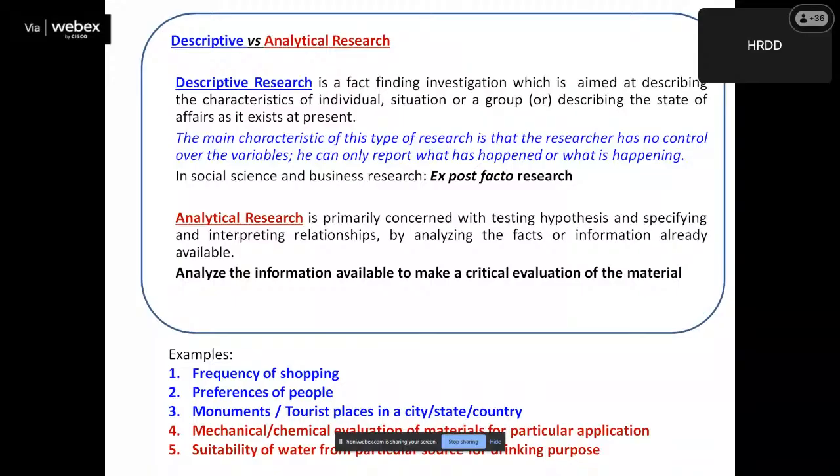Analyze the information available to make a critical evaluation of material, like mechanical or chemical evaluation of materials for a particular application, or the suitability of water from a particular source for drinking purposes. As I told you, whether the water is suitable to drink or not. How much arsenic is there?